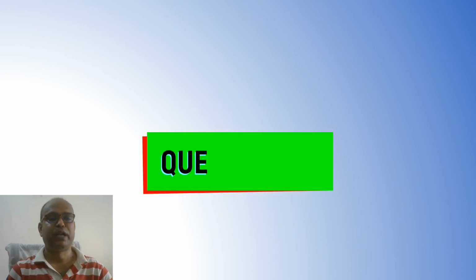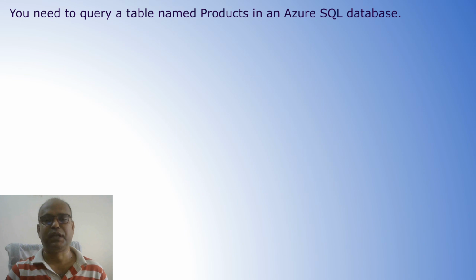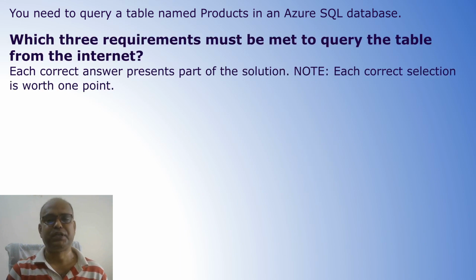Next question, question number 99. You need to query a table named products in an Azure SQL database. Which three requirements must be met to query the table from the internet? Each correct answer presents part of the solution. Note, each correct selection is worth 1 point.